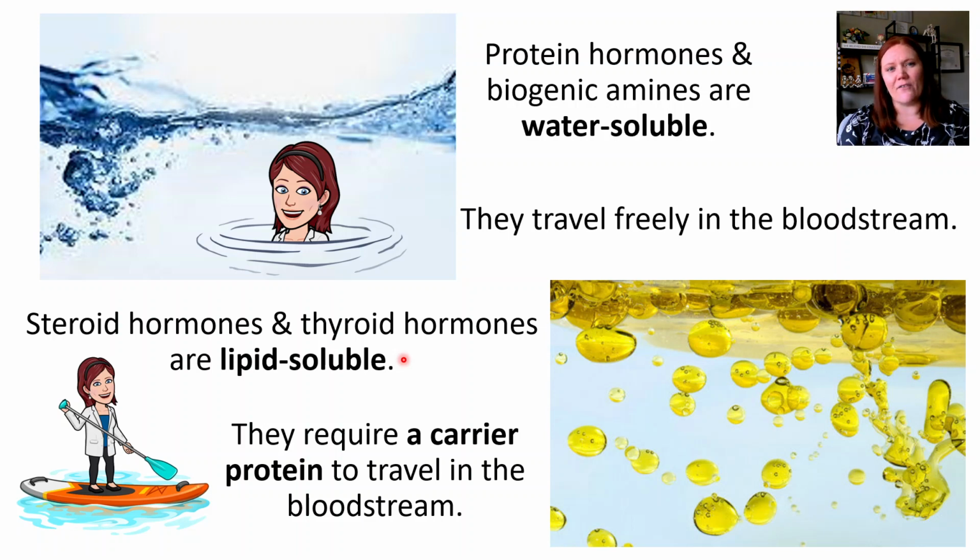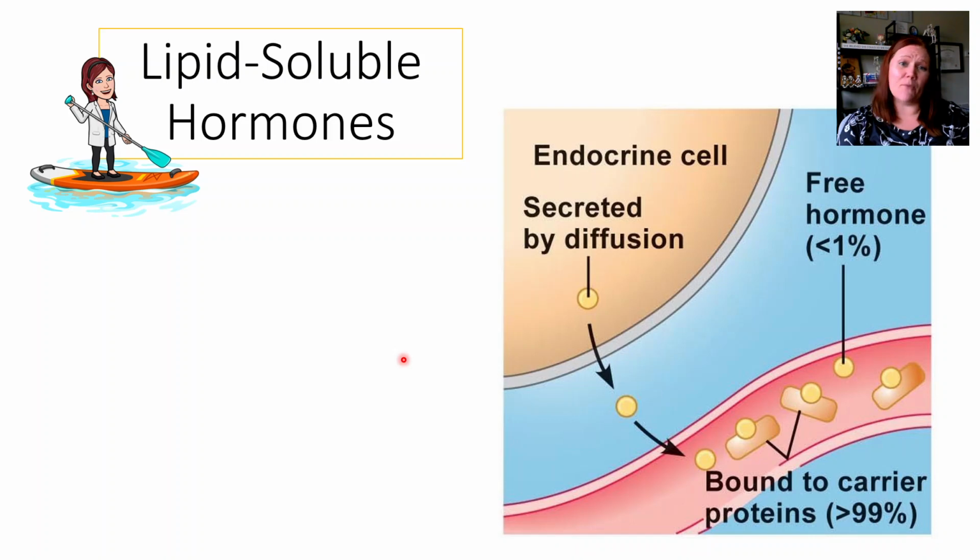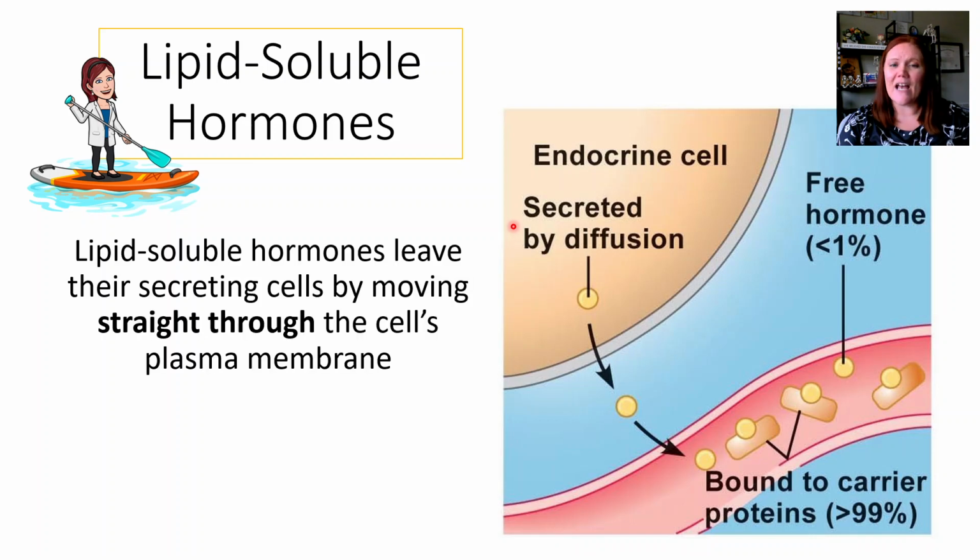That's going to give you an idea of how they move through the body. If we know how they move through the body, that's going to help us predict several different things about them. So let's start with those lipid-soluble hormones, the hormones that needed that boat or needed that help to travel throughout the bloodstream. When we look at the way that lipid-soluble hormones are released, they can actually go straight through the plasma membrane of the cell that makes them to go out into the body.